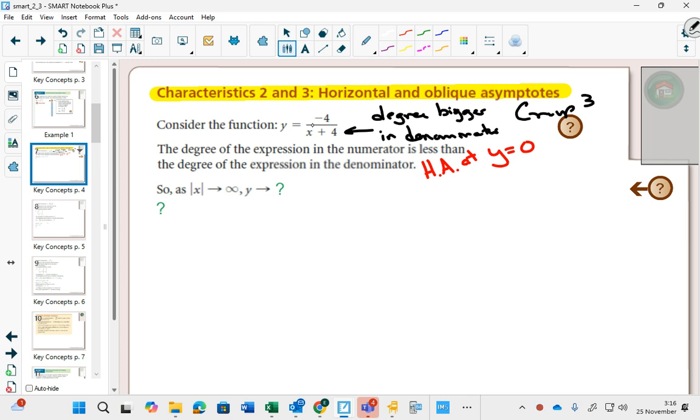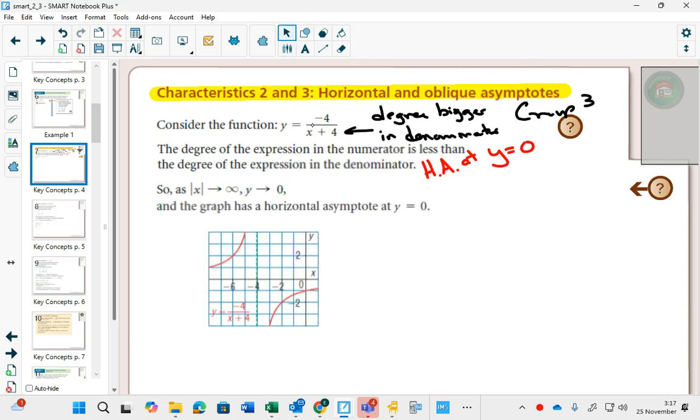The textbook tries to give a nice complicated explanation, but you don't have to worry about it. As we go to extremes, as x gets very, very big, you're going to have a huge number on the bottom. Does it make sense? When you divide anything by a huge number, you're going to get close to 0. So, if the degree is bigger in the denominator, group 3, we have a horizontal asymptote at y equals 0.